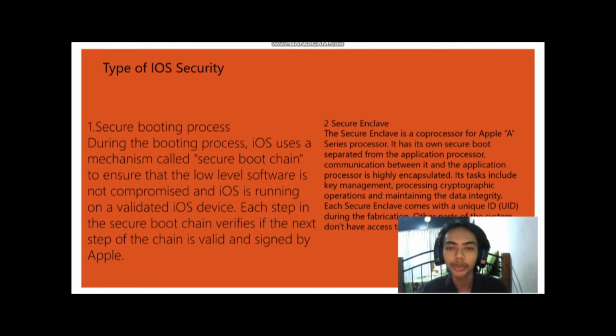Number 2. Secure Enclave. The Secure Enclave is a coprocessor for Apple A series processors. It has its own secure boot separated from the application processor. Communication between it and the application processor is highly encapsulated. Its tasks include key management, processing cryptographic operations, and maintaining data integrity. Each Secure Enclave comes with a unique ID, or UID, created during fabrication. Other parts of the system don't have access to the UID, neither does Apple.